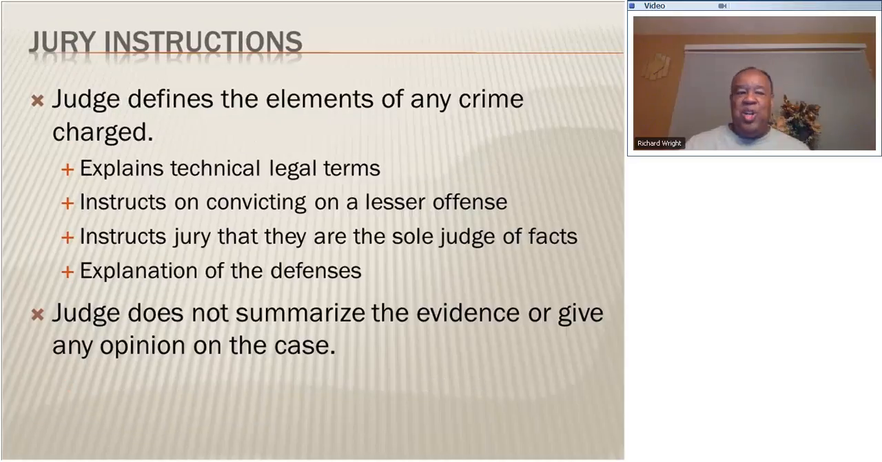Following that, the judge issues to the jury, this assumes a jury trial, jury instructions, which explain legal terms. Usually the instructions are boilerplate. Illinois has what we call the Illinois Pattern Jury Instructions. Those are given based upon the elements of the charges, and they're given to the jurors, and they can take them in the jury room. It instructs them as to what the law is and so forth. The judge does not summarize the evidence or give an opinion of the case. He just gives what the law is.